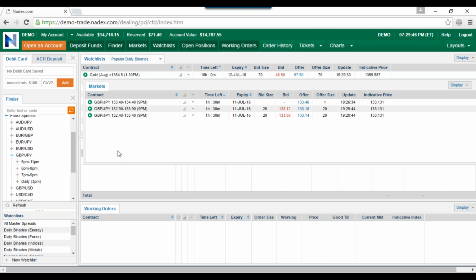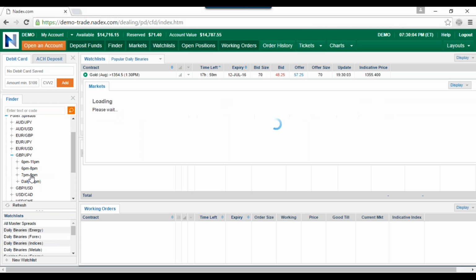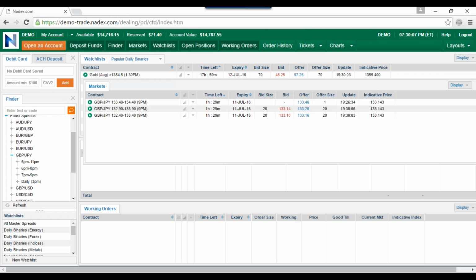Some people tell me, oh man, I can't ever find a spread that I want. I can't ever find a spread that's close to the floor or close to the ceiling. Really? You've got 6 p.m. to 11 p.m.s, you've got 3 to choose from there. You've got 6 to 8 p.m.s, 3 to choose from there. You've got 7 to 9, 3 to choose from there. And you've got dailies here. You've got so many different spreads to choose from.